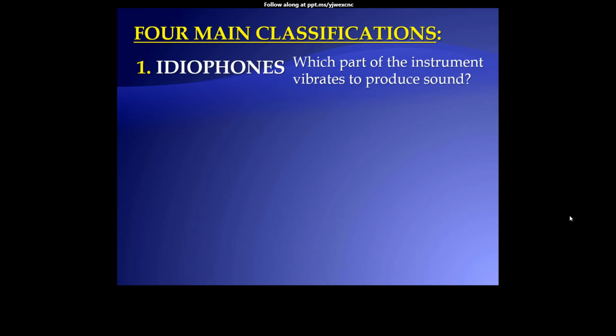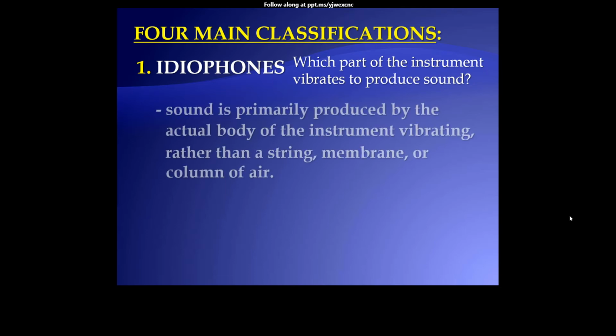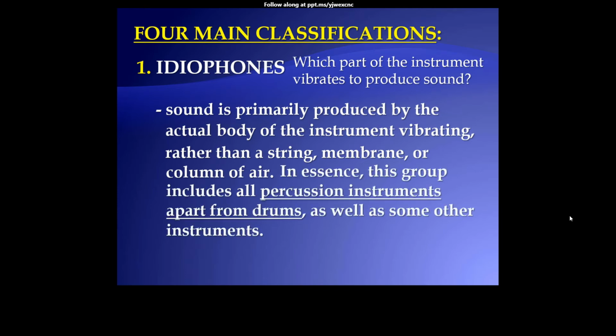From those instruments, we can identify that sound is primarily produced by the actual body of the instrument vibrating rather than a string, membrane, or column of air. So it comes from the body of the instrument. In essence, this group includes all percussion instruments apart from drums, as well as some other instruments.